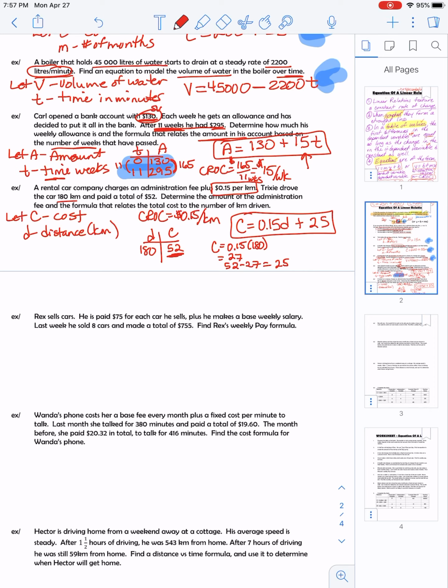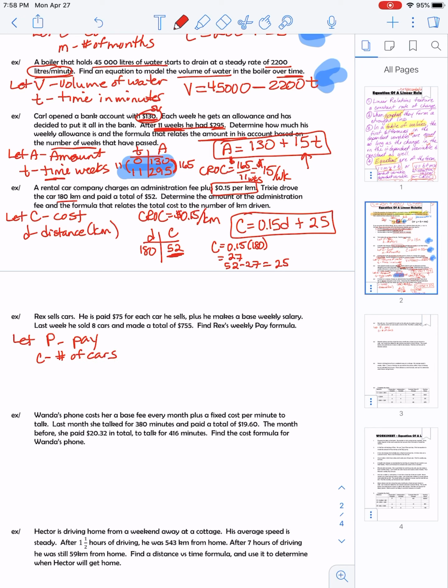So let's let P be the pay. Sorry about that. Let P be the pay, so how much he's getting paid. And how much he gets paid depends on how many cars he sells. So then let's let C be the number of cars.